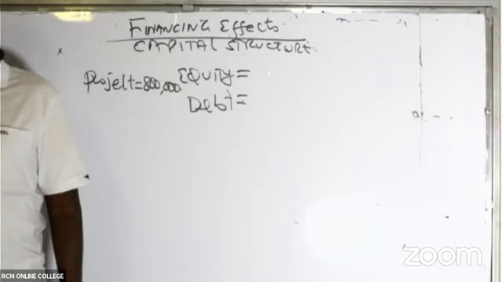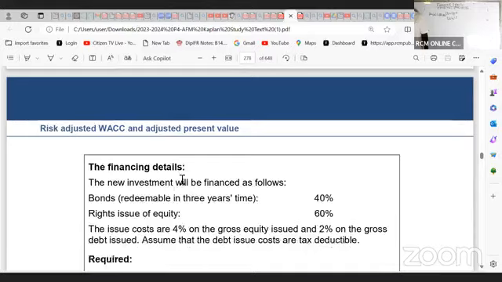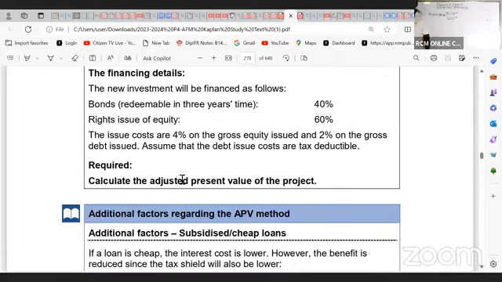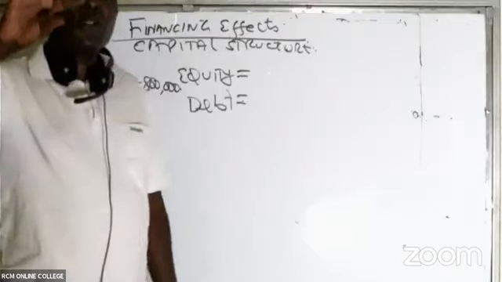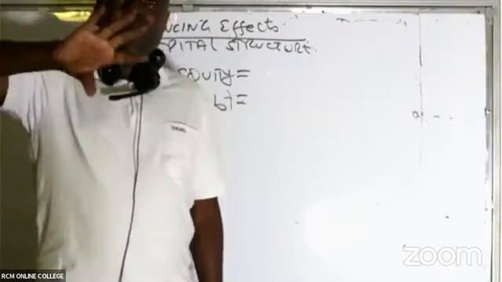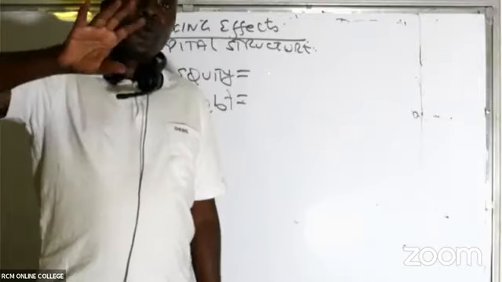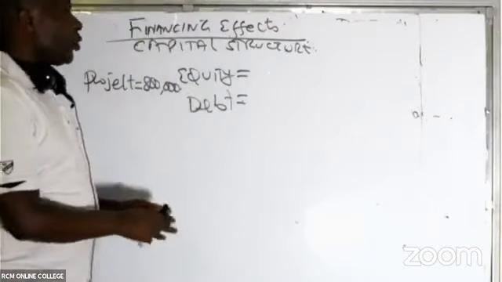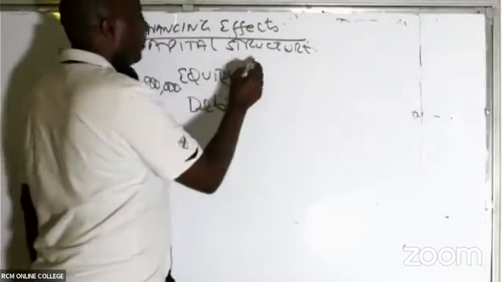So here, they will always tell you, come down here and see what they have told you. This will be the capital structure of the project that you've gotten. The new investment here will be financed as follows: 40% bonds, that is debt, and 60% rights issue of equity. So rights issue, of course, that is your equity. So equity is 60%. That we're able to do very well. So then now what we will do is to use this structure here.